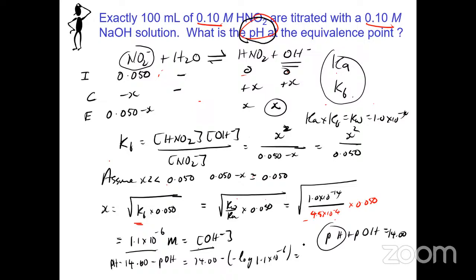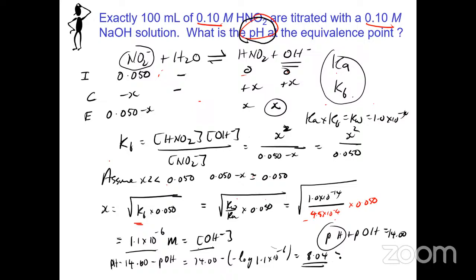1.1 times 10 to the minus 6. Well, minus plus, so plus 12. 1.1 times 10 to the minus 6. Find a log of that, then add that to the 14. And the value that I got is 8.04.